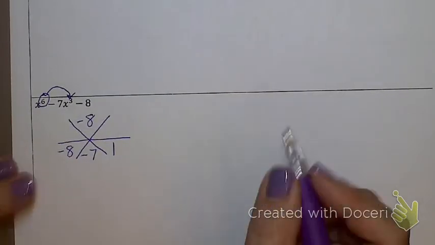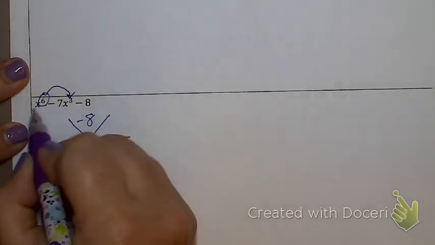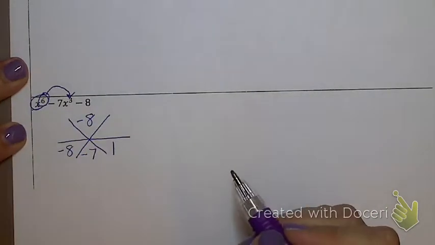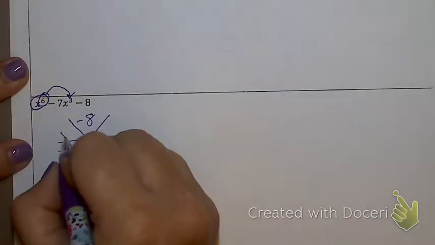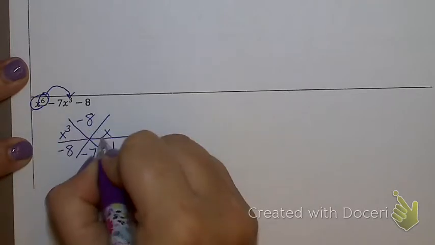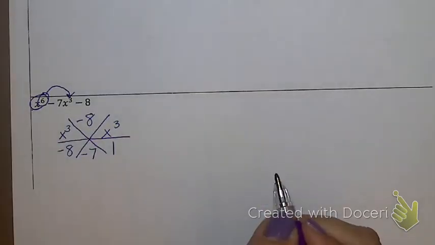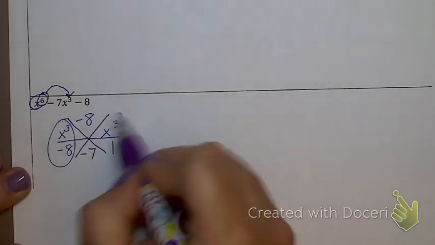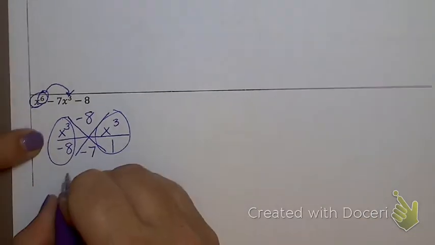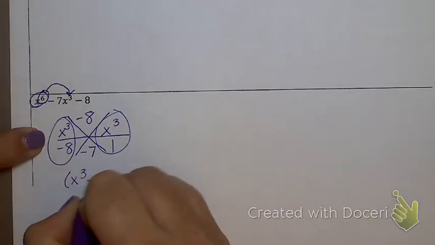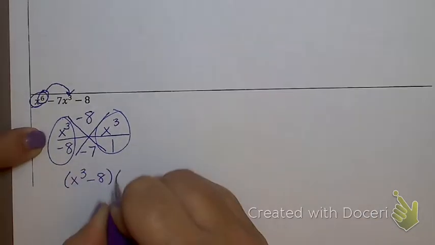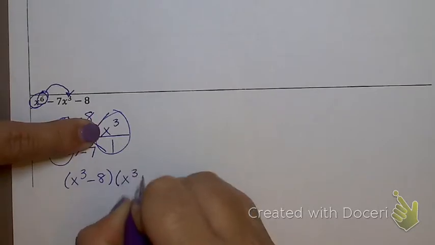Right? Now this is the only trick. How do I split up x to the 6th? I want to split it up evenly, so I give x to the 3rd and x to the 3rd. You just cut it in half. Okay? Can either of these two fractions reduce? So I have x to the 3rd minus 8 and x to the 3rd plus 1.